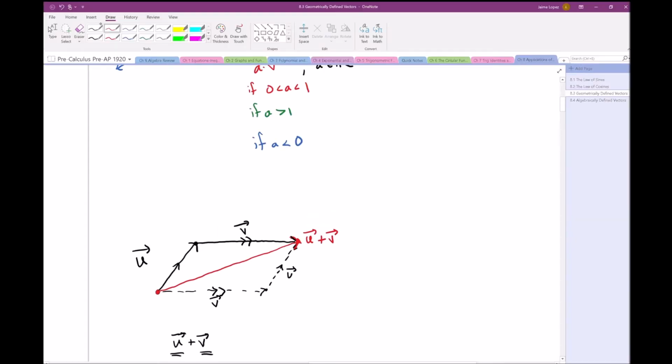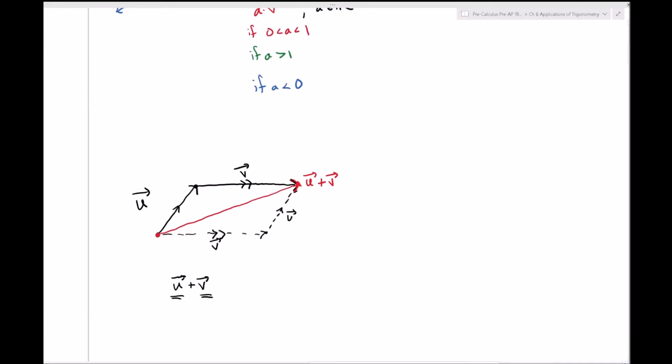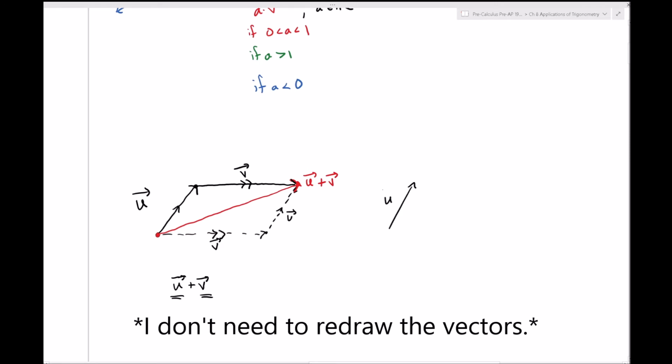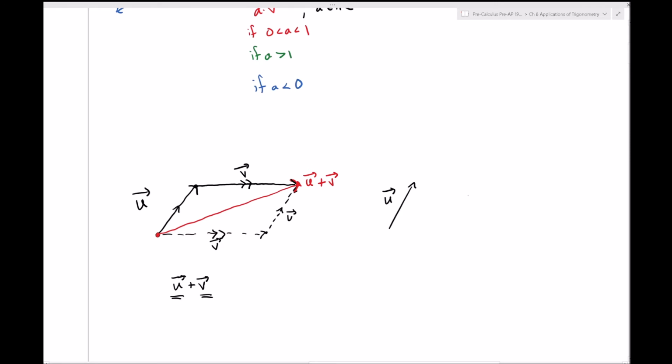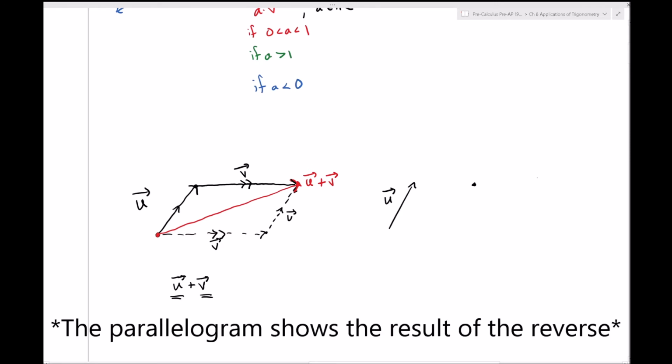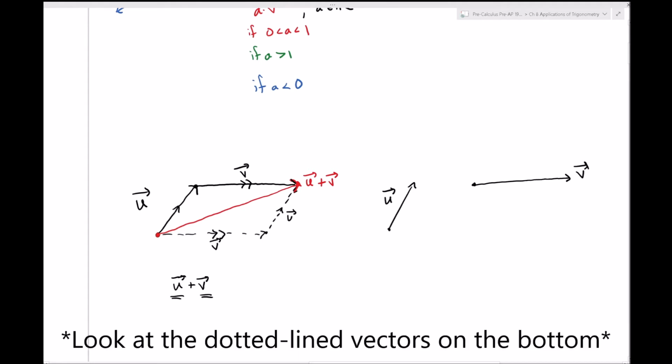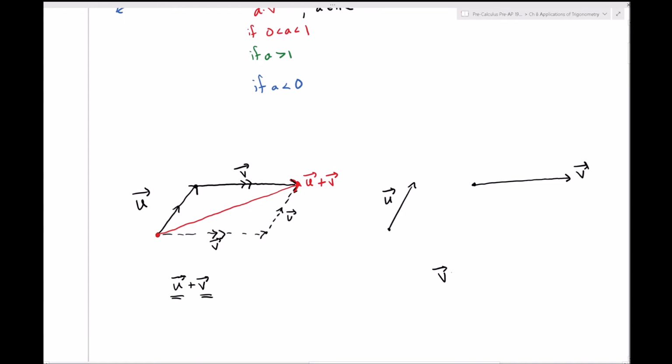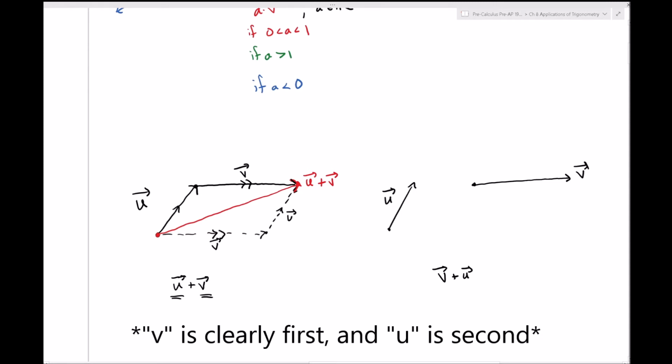Would that have been the same had I switched the order? So let's say I draw U again. This is U. And then V looks like this. Would that come out the same if I had switched the order? I would like to do V plus U. So what's required there?